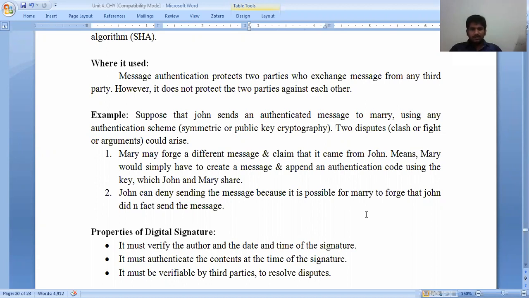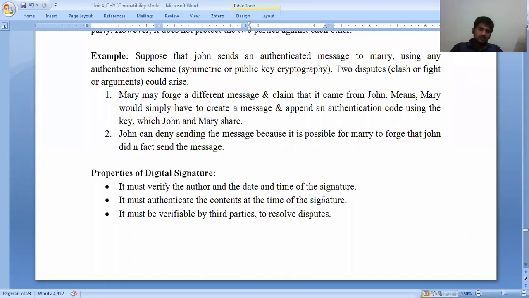Then John can deny sending the message, because it is possible for Mary to forge it and claim that John did not send it. We do not know whether he sent the message or not. So who is the third party that changed the exchanged message? That is where the properties of a digital signature come in.